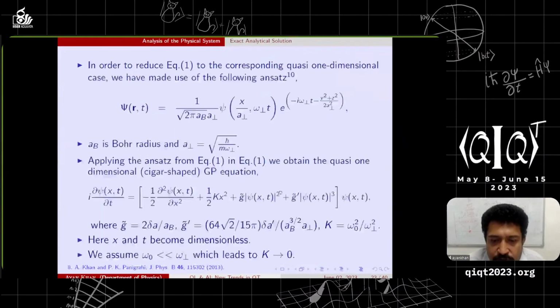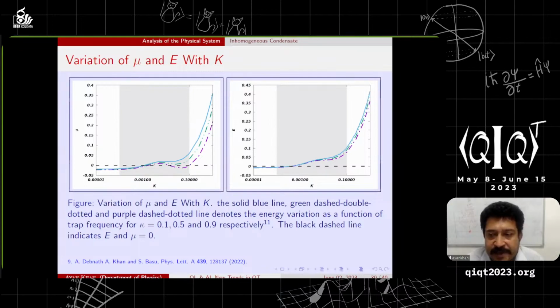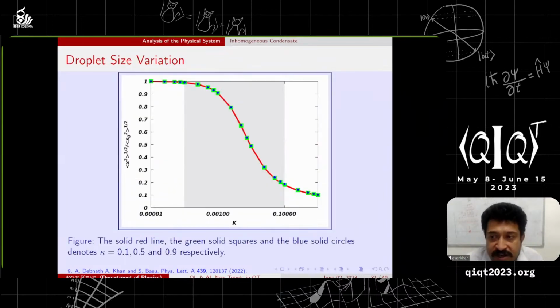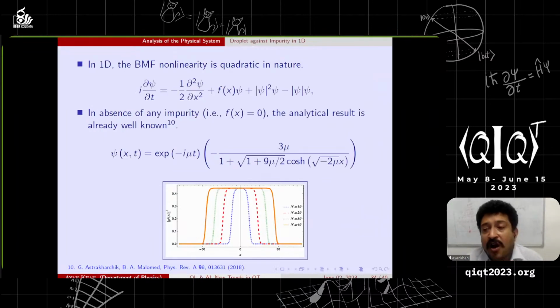I hope I'm able to explain the objective. After a certain amount of study on the quartic system, cubic-quartic nonlinearity, I am going back to quadratic-cubic nonlinearity. That is just in mathematical terms. In a physical way, I was in a quasi-one-dimensional system, and now I want to move to a 1D system where I want to study the response of the droplet due to some impurity. If this impurity potential is absent, the analytical solution was already known and proposed in 2018. This is the analytical solution, and the solutions look like this, for different particle numbers.